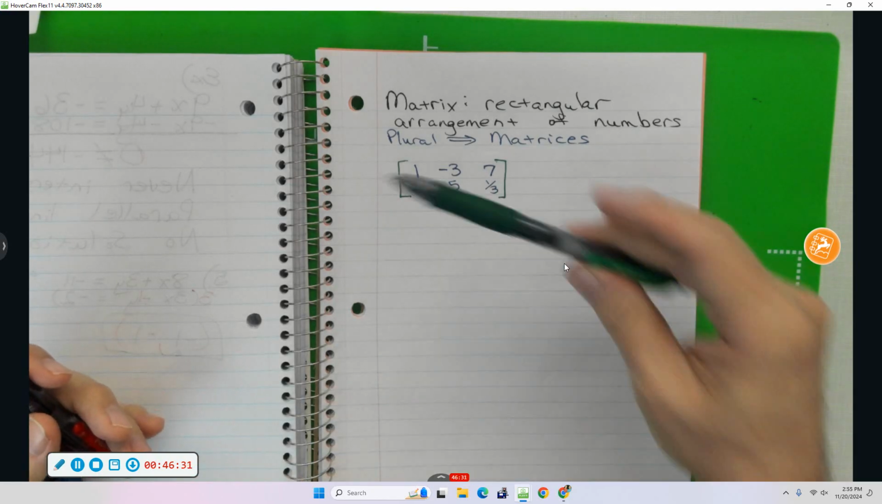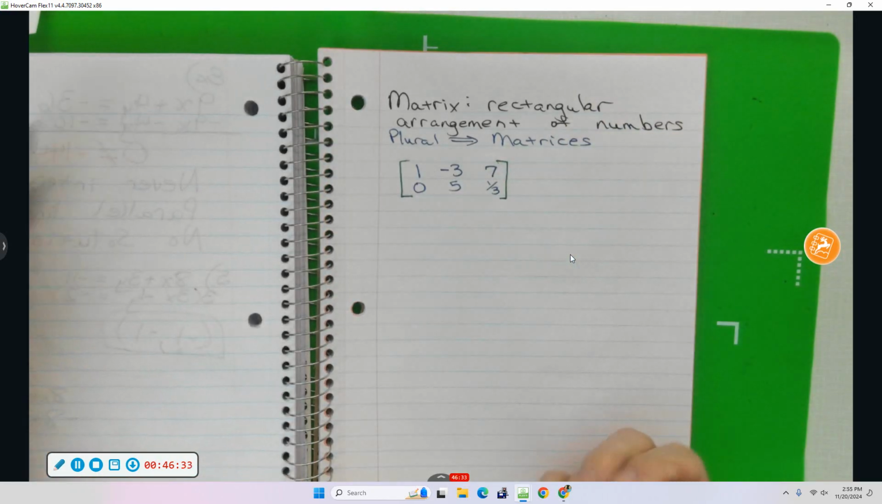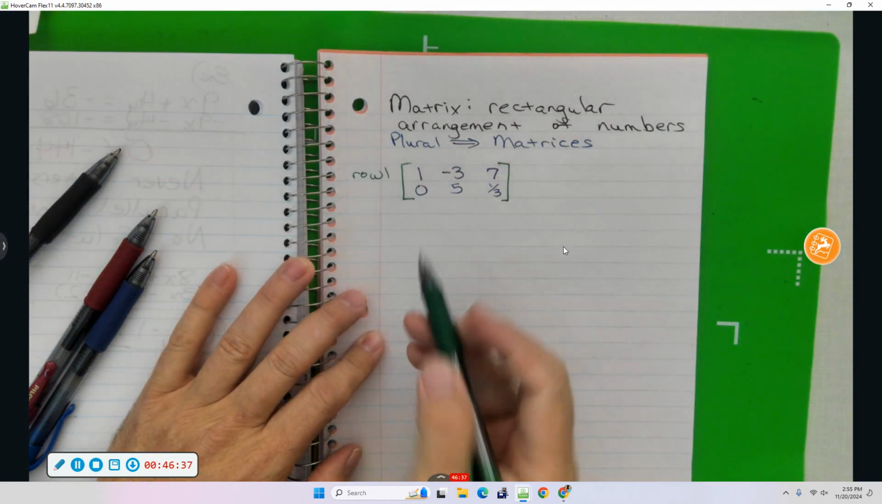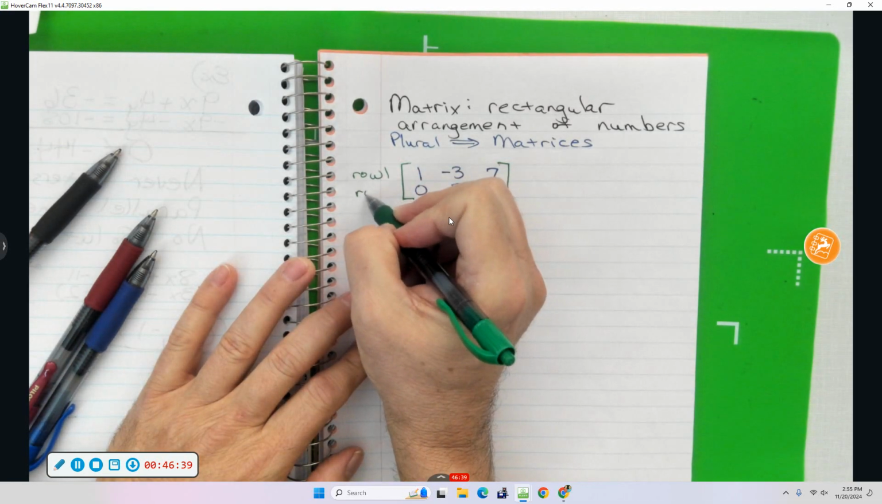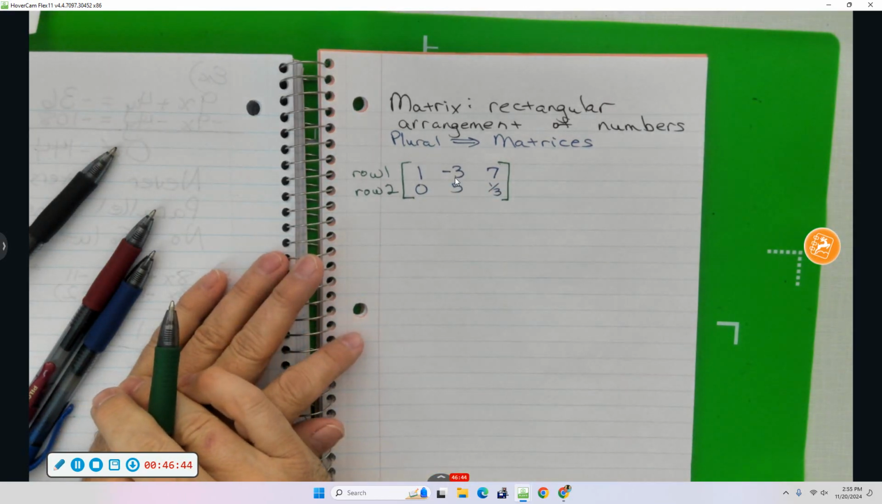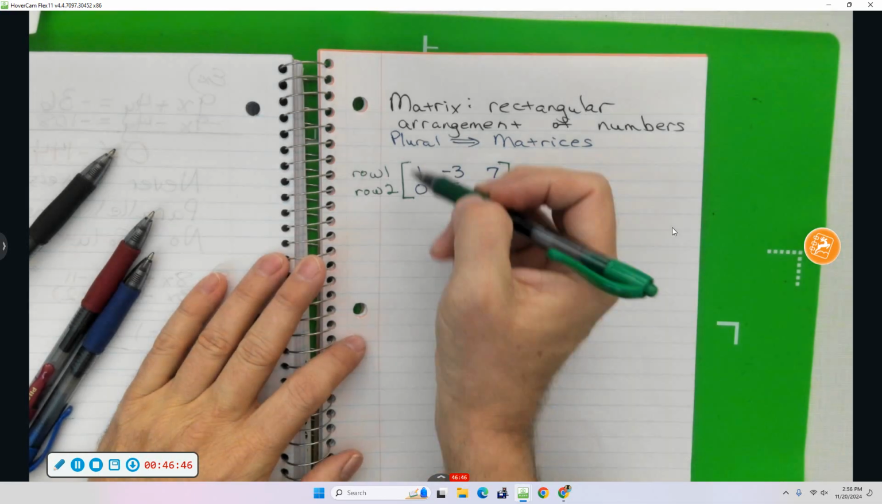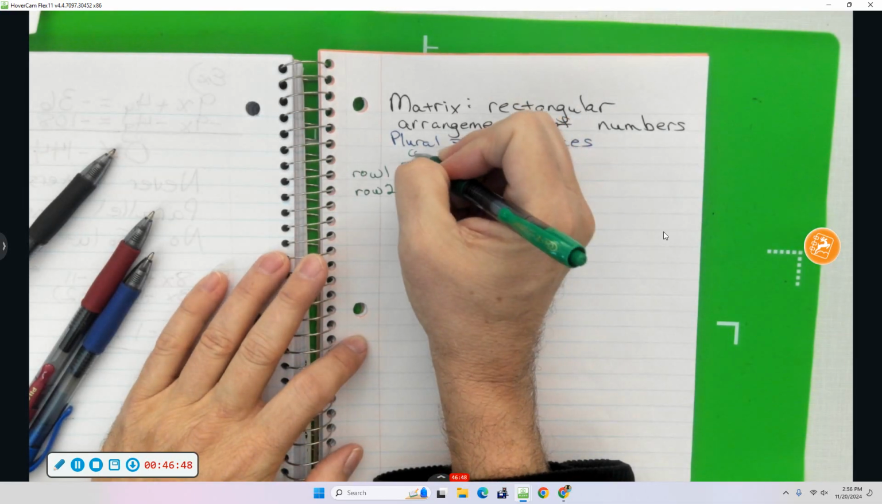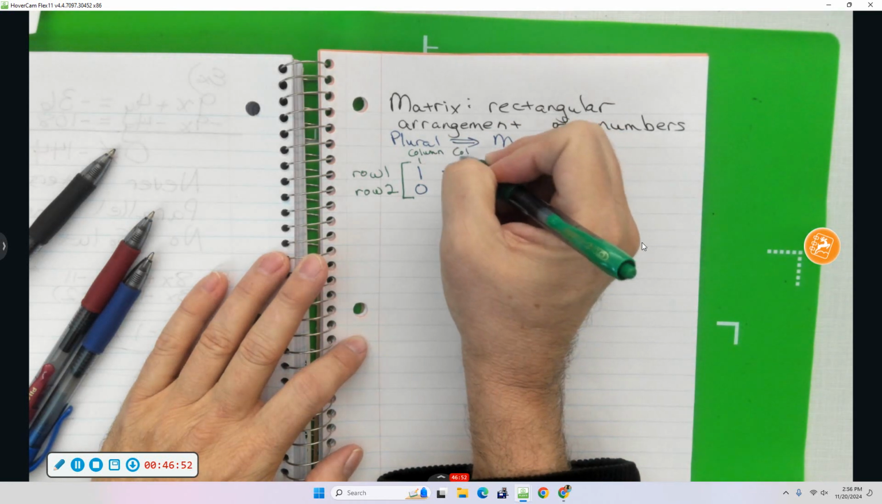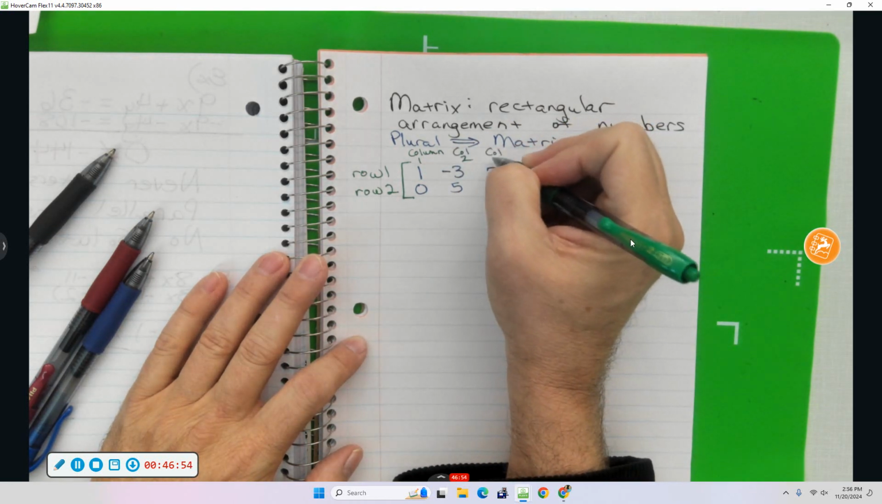The horizontal alignments are called rows. So this is row 1, and this is row 2. The vertical alignments are called columns. So we have column 1, column 2, and column 3.